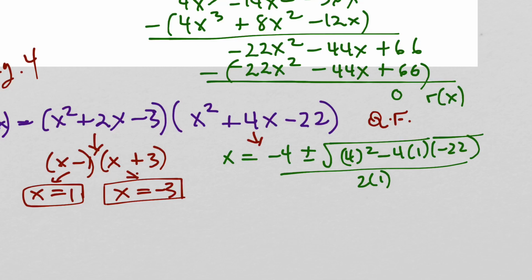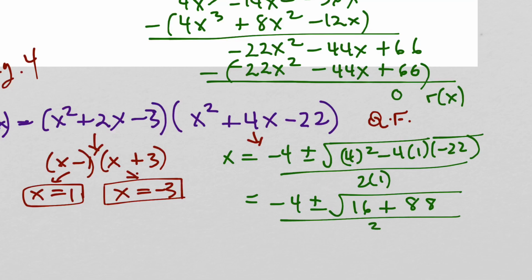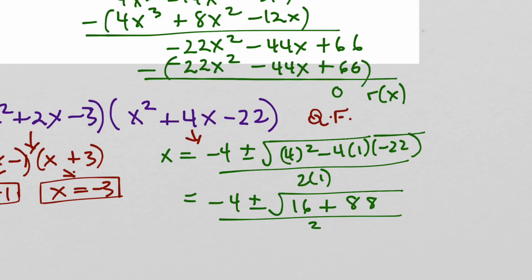All right, so let's carry that out. So that's negative 4 plus or minus the square root of 16 plus 88, it looks like, divided by 2. So that's equal to negative 4 plus or minus the square root of 104 over 2.